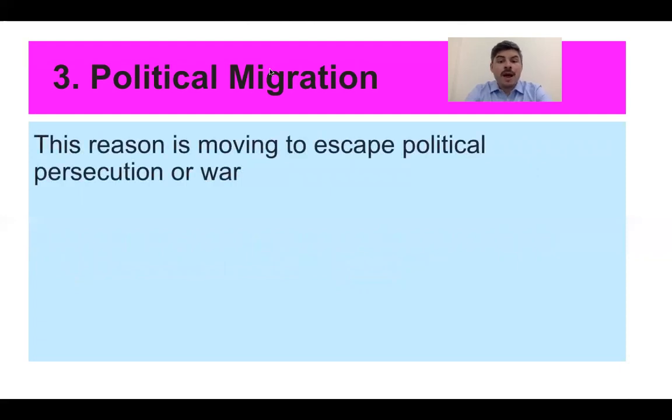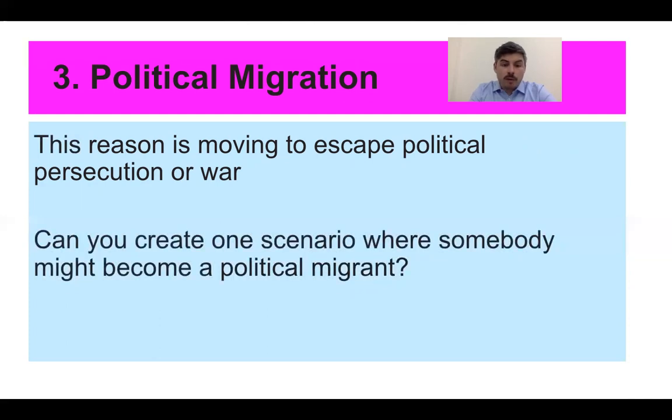So, number 3, political migration. And this is all to do with people escaping a bad situation. So they want to escape from persecution or war. These are people who are not really moving from choice. They're moving from necessity. So refugees would normally fall under this category. Again, I want you to come up with one scenario where someone might become a political migrant. Please pause the video and write that down.